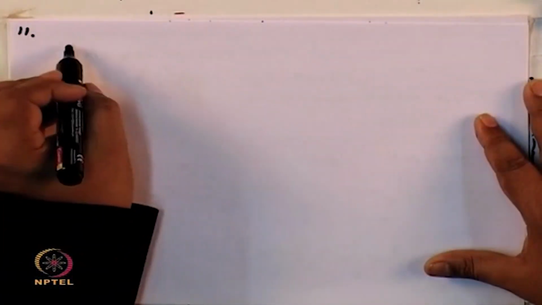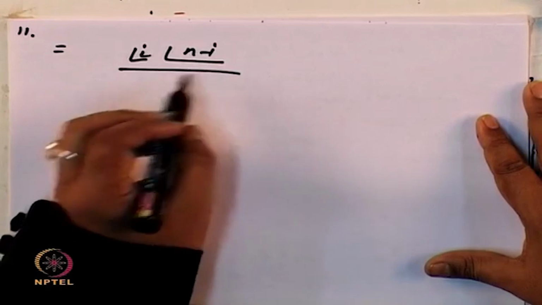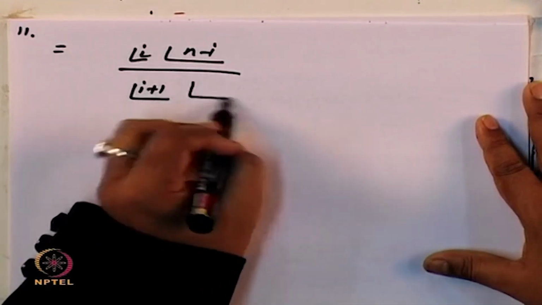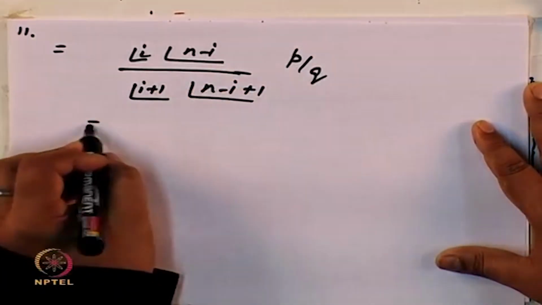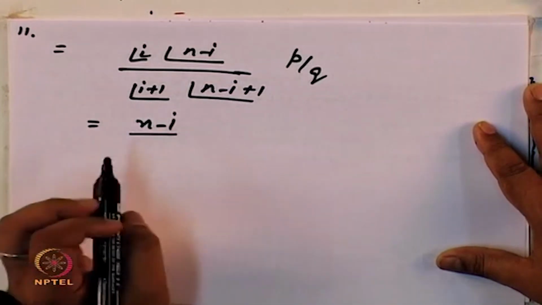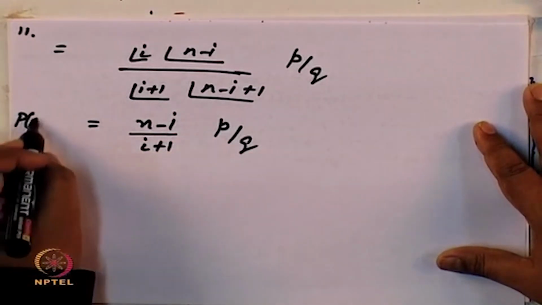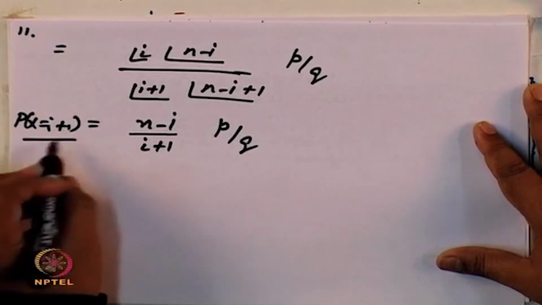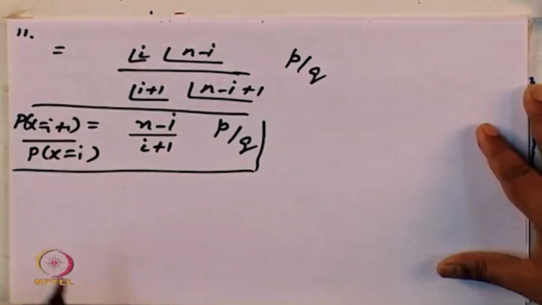So, I can simplify the following. Okay. So, this becomes n minus i by i plus 1 into p by q. Okay. So, this is a recursive formula.